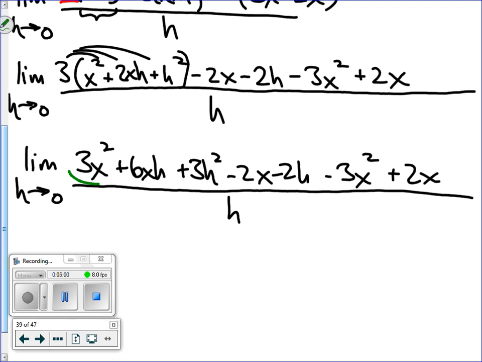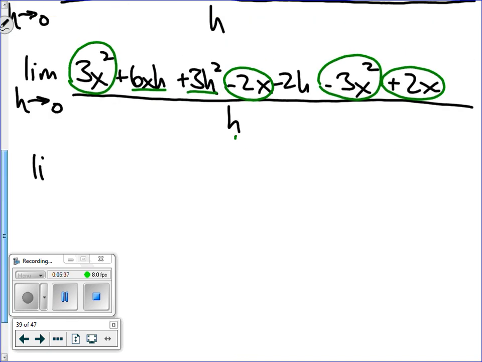Meaning, 3x squared has no h attached to it. Its opposite has to be in the numerator. If it's not, you've made a mistake. You need to go back up and find it. Okay? So 3x squared does have its opposite. It's over here. This has an h, this has an h, this does not, this negative 2x does not. Make sure its opposite is also in the numerator, and it is, because we need those terms to disappear. If those terms don't disappear, we're going to have a problem with canceling this h on the bottom. Okay?